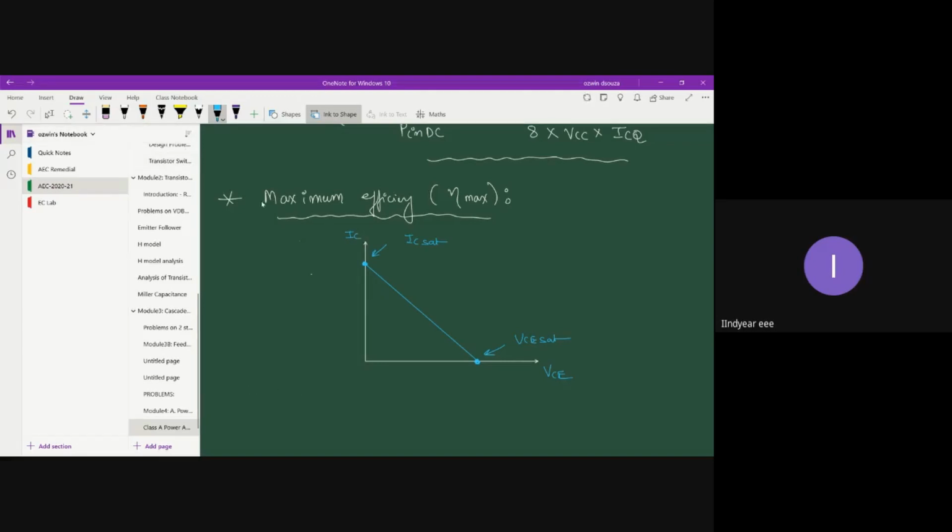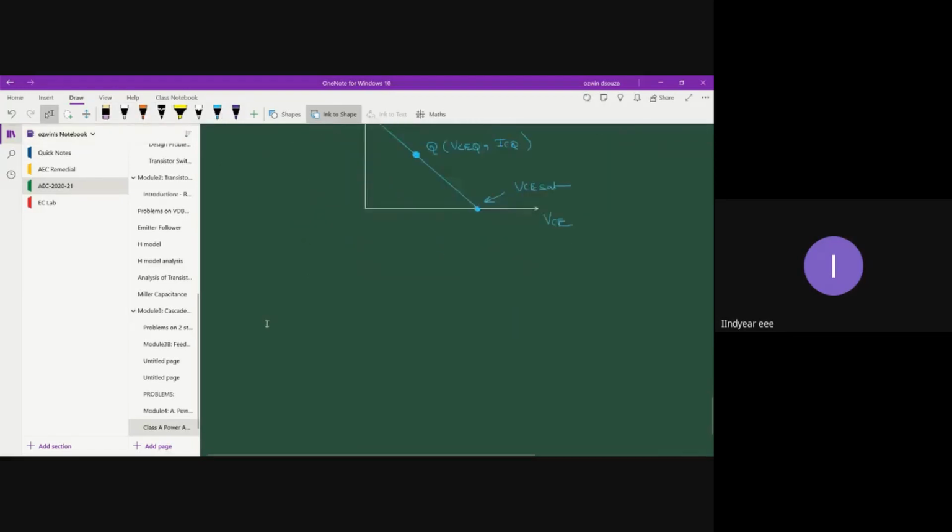Let us also mark the Q point. Let us take the Q point at the middle. So this is your Q point. Also write the coordinates of the Q point, which are VCEQ and ICQ. This is very important.